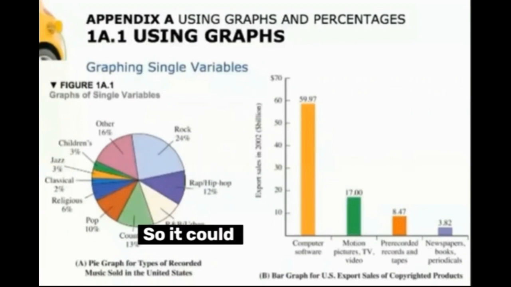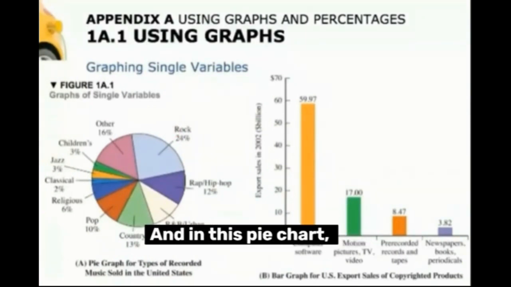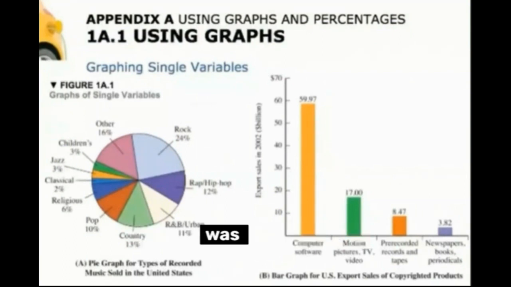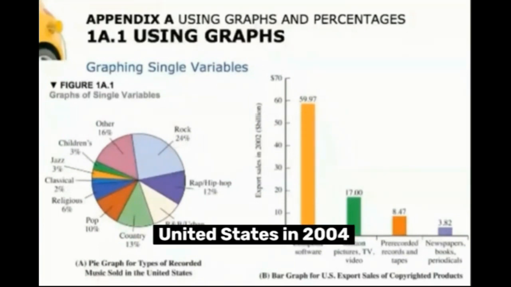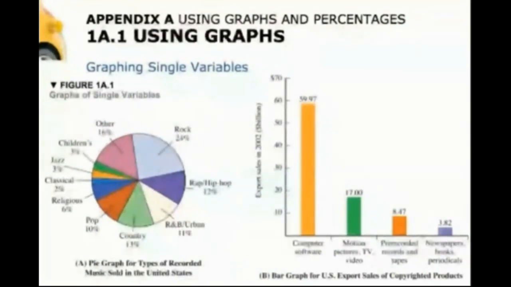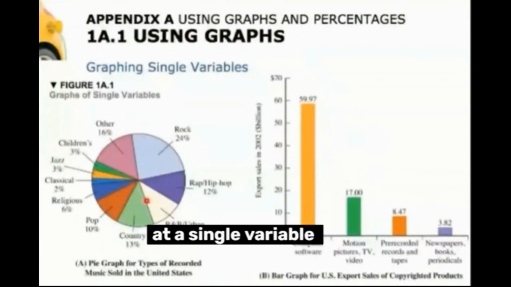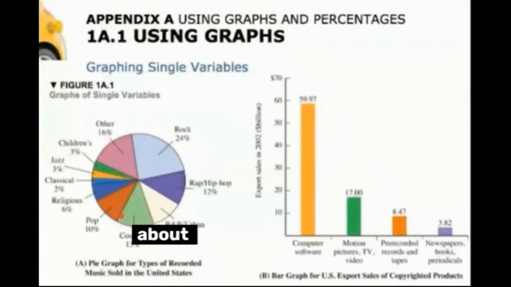This is from 2004, right? So it could be rock and roll, rap or hip hop, and in this pie chart we can see that rock and roll was 24% of recorded music sold in the United States in 2004. Country was 13%. And so one way of looking at a single variable and finding out information about it is from a pie chart. Another way is looking at a bar graph.